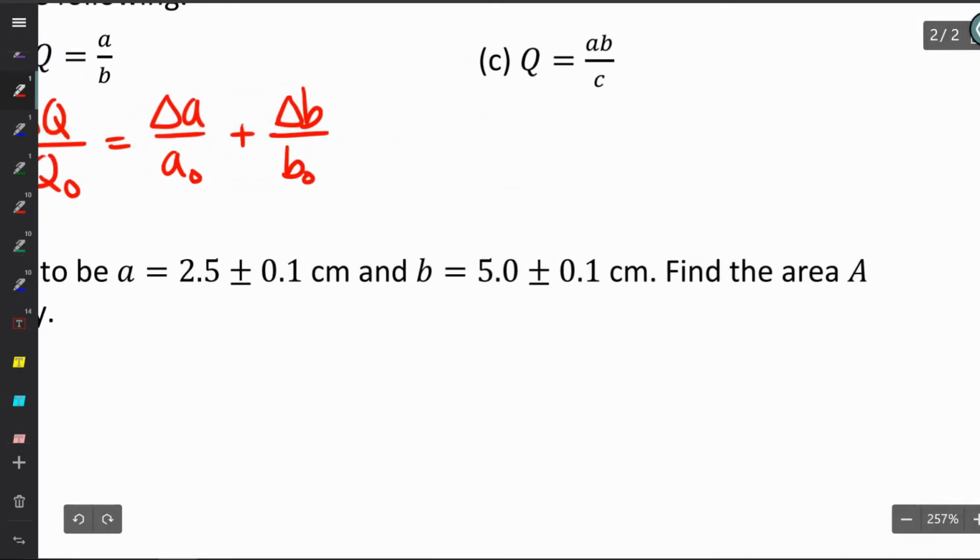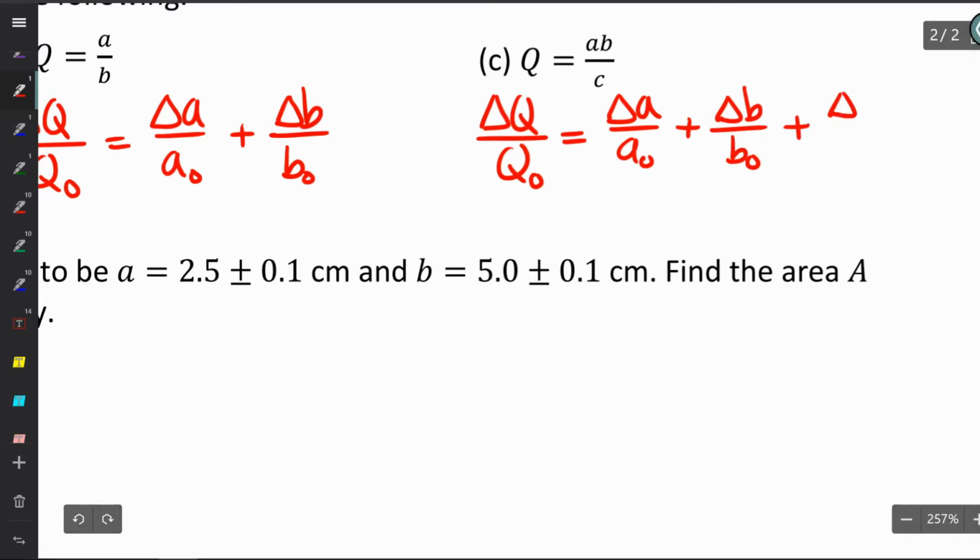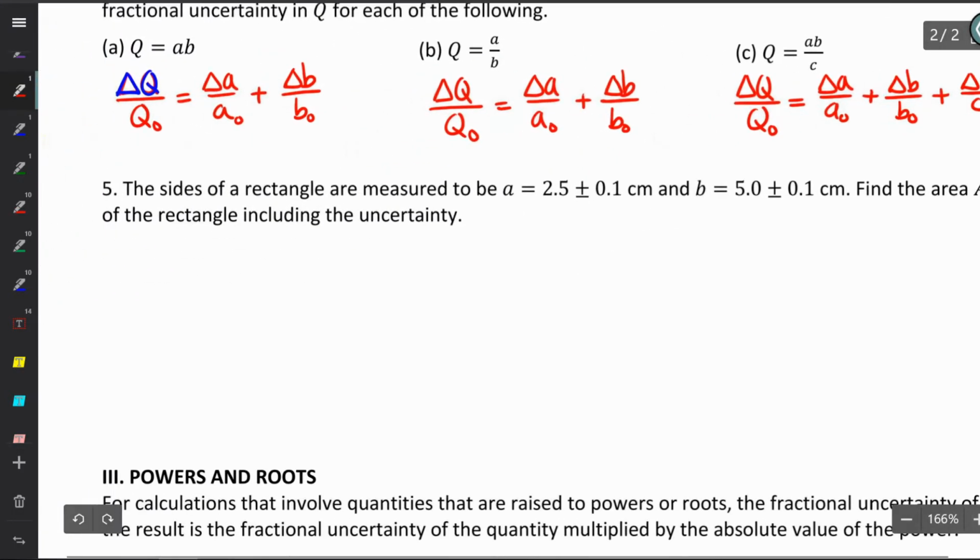And if you have a multiplication and a division, well, it's the same thing as before. The fractional uncertainty in Q equals the fractional uncertainty in A, plus the fractional uncertainty in B, plus the fractional uncertainty in C. It's really not going to make sense until we actually solve a problem.